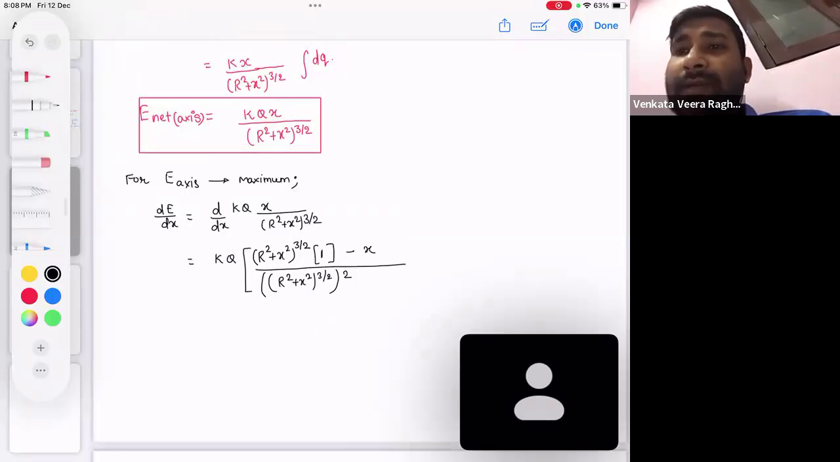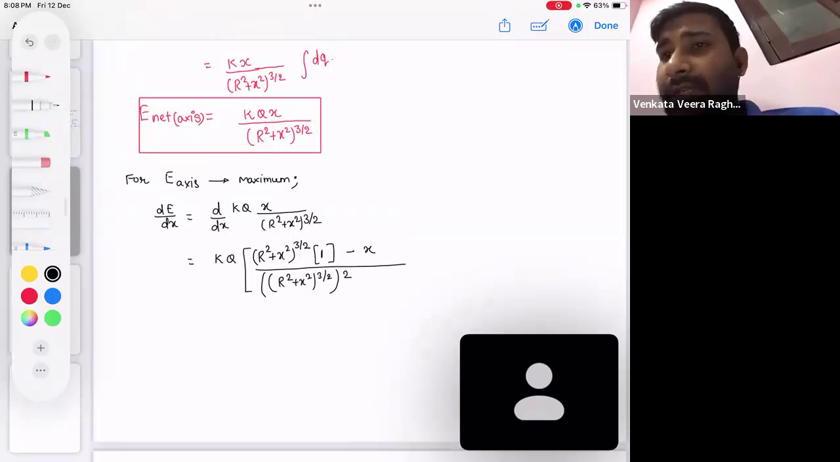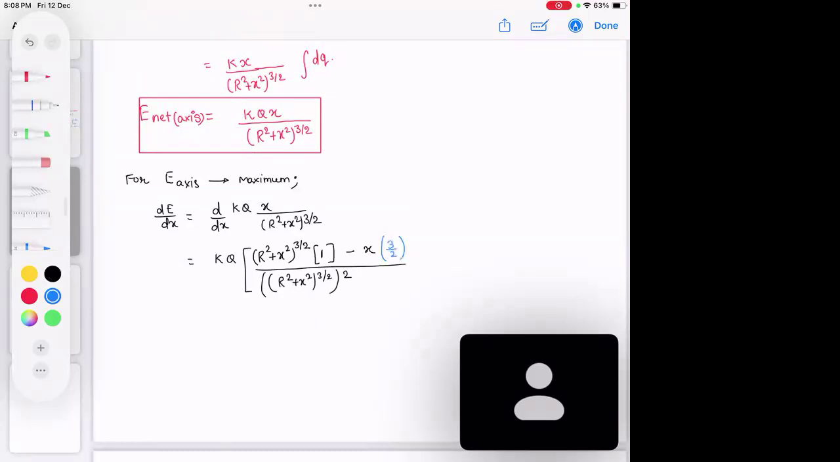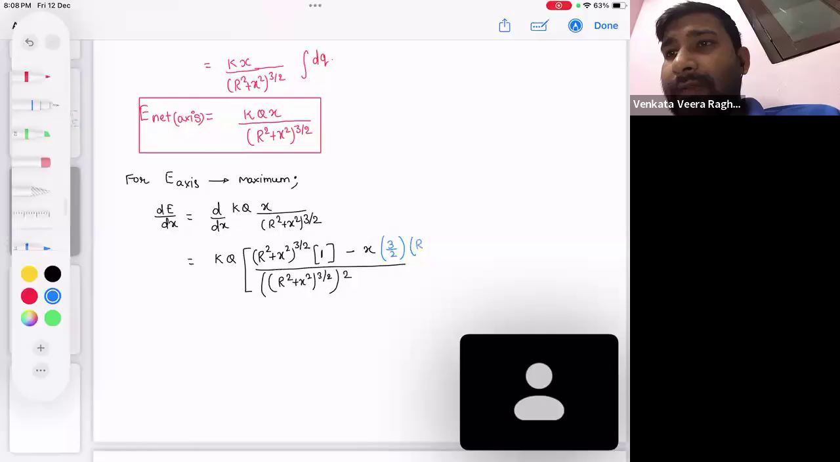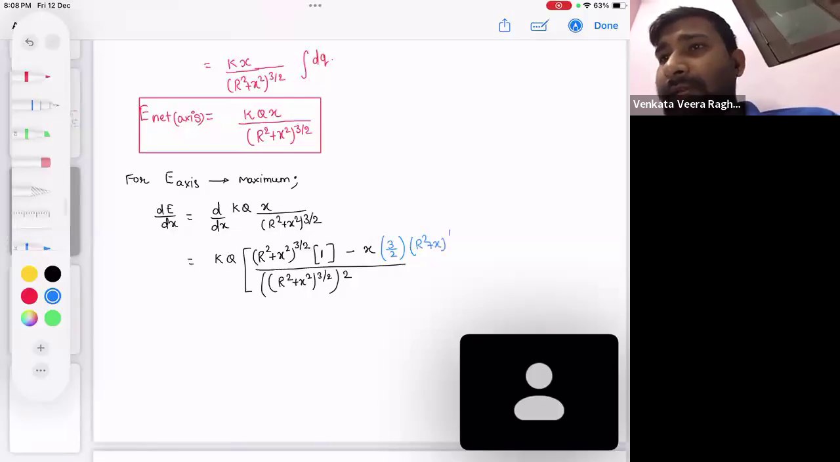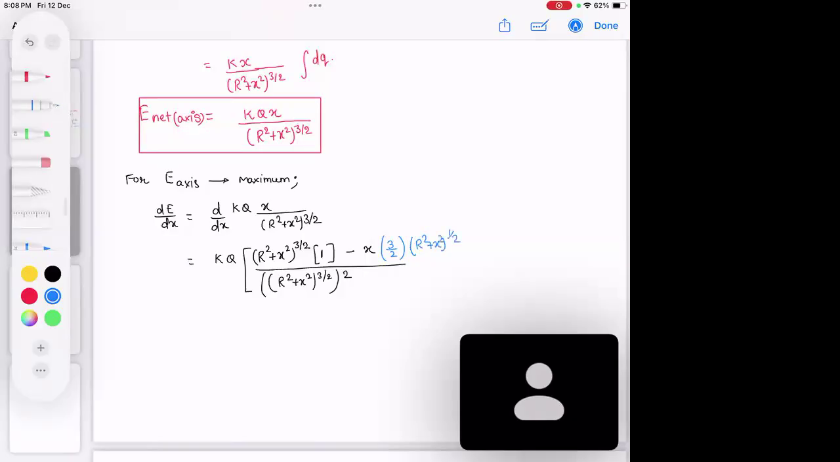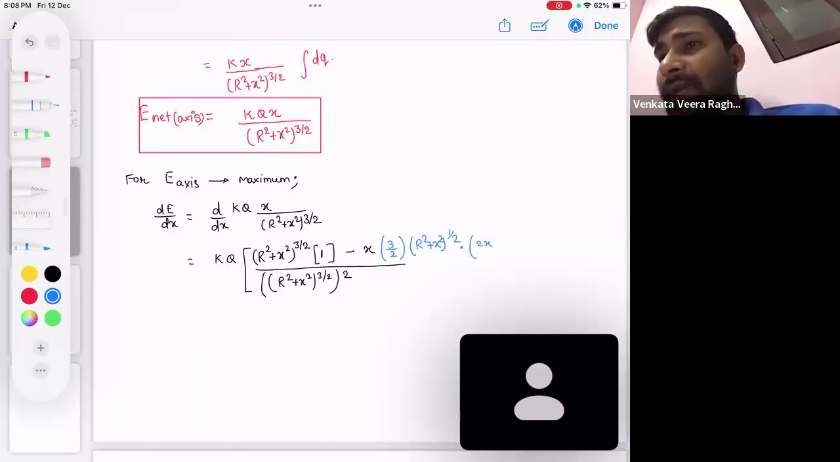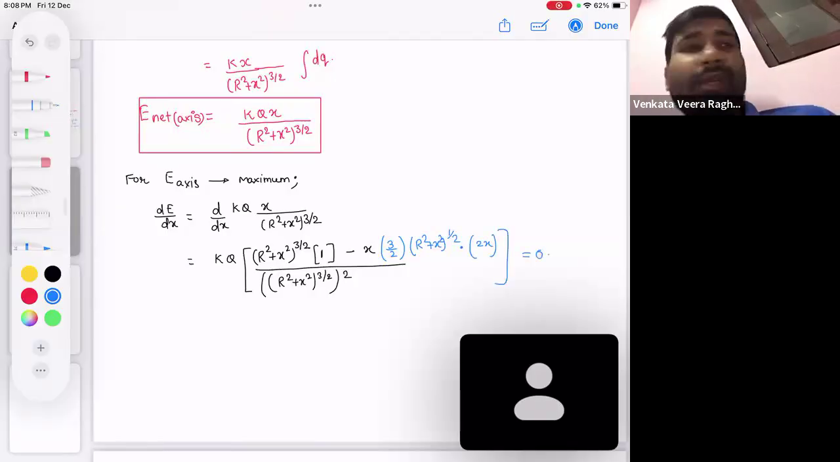Differentiation of (r square plus x square) to the power 3 by 2: how much will it come? That will come 3 by 2 into (r square plus x square) to the power 3 by 2 minus 1, so 1 by 2. And 2x, if I apply the chain rule, the r square differentiation is 0 and x square differentiation is 2x. This thing should be equal to 0. Got it?